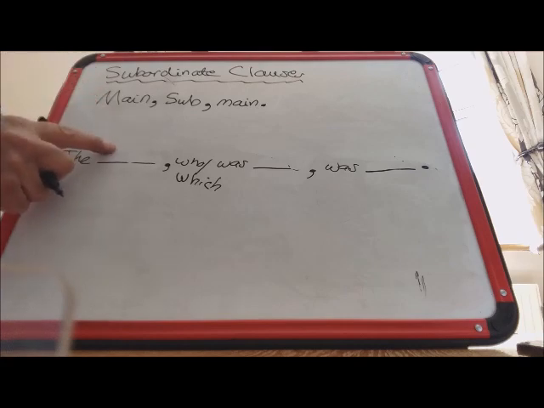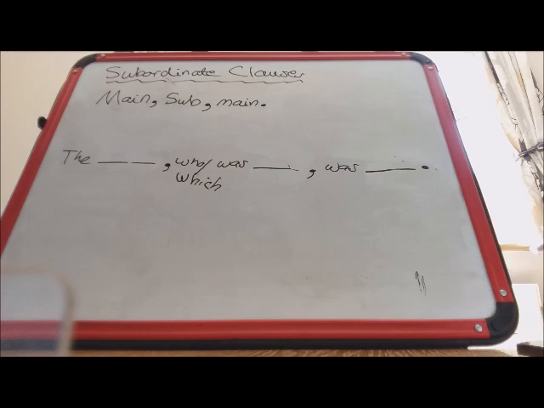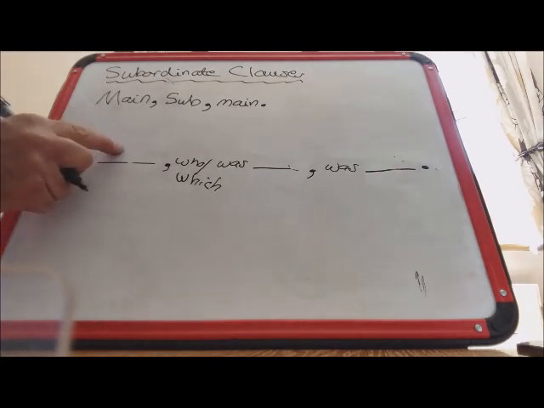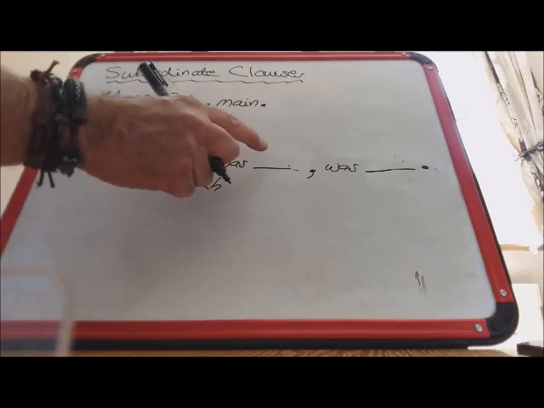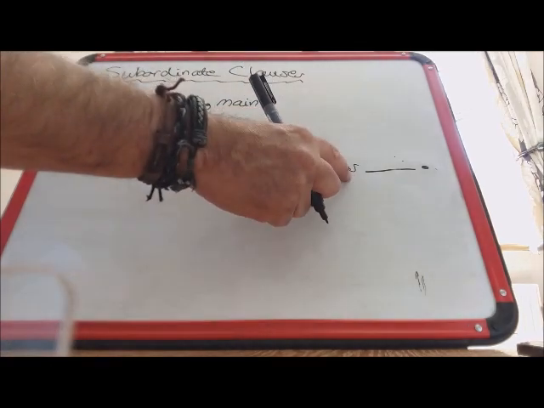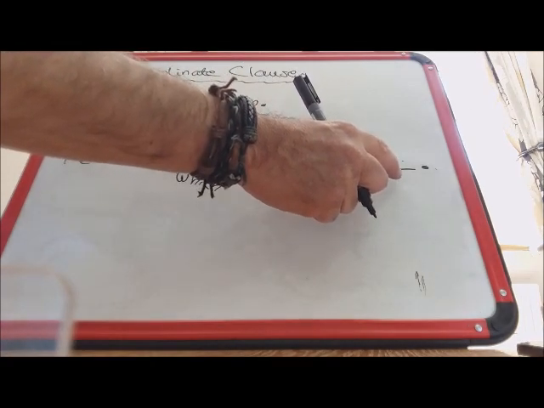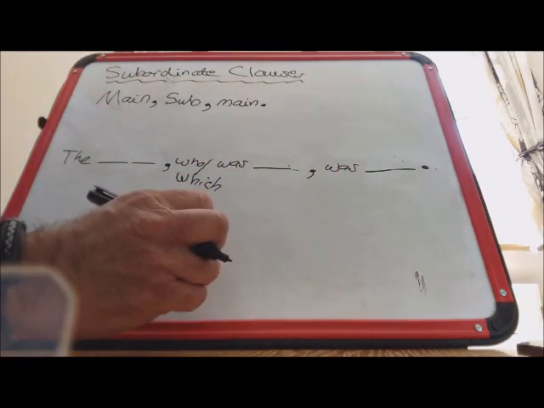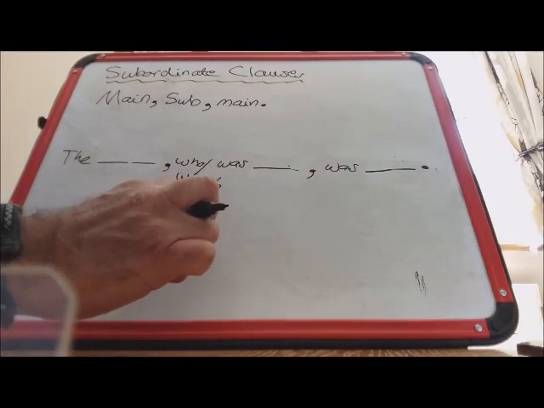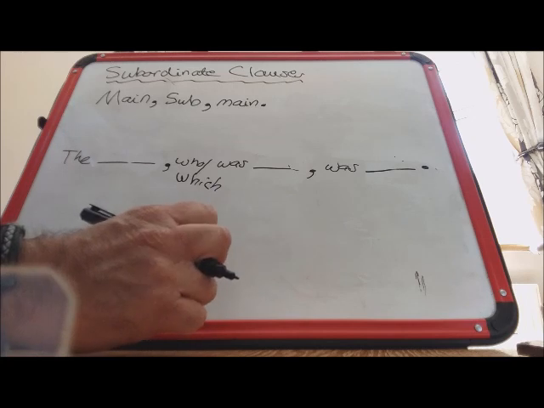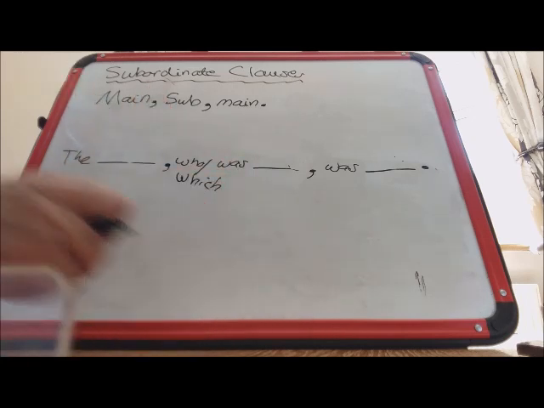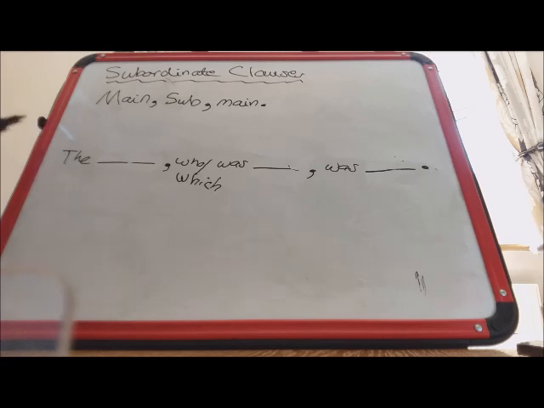But what you have to do is make sure that you fill in the blanks in a sensible way. So you can't say the house, which was old, was, I don't know, the house which was old was wearing a yellow jacket. Okay, because houses don't wear yellow jackets. Okay, so press pause, and I'll see you on the other side.